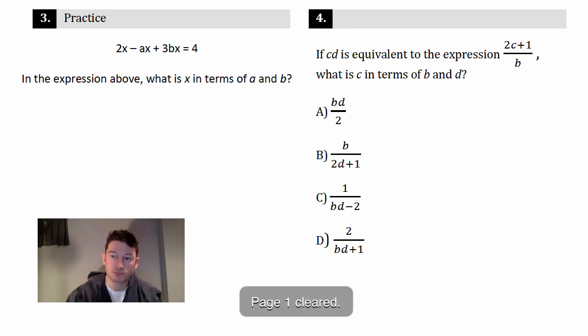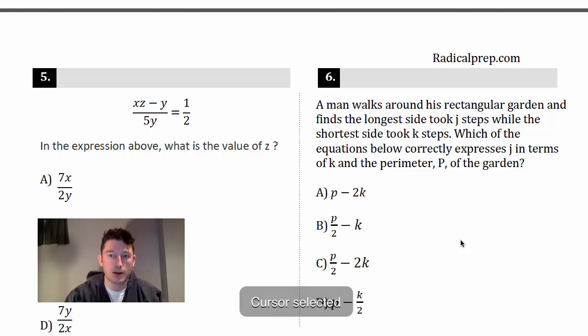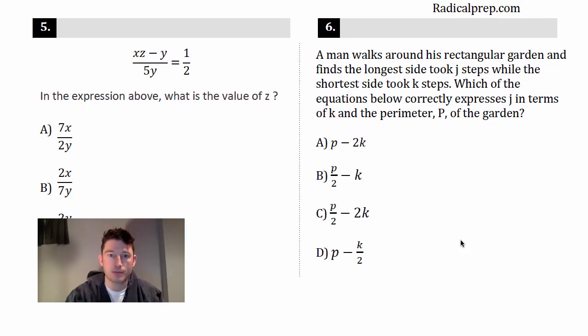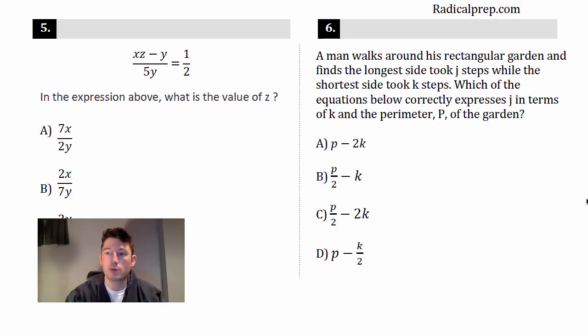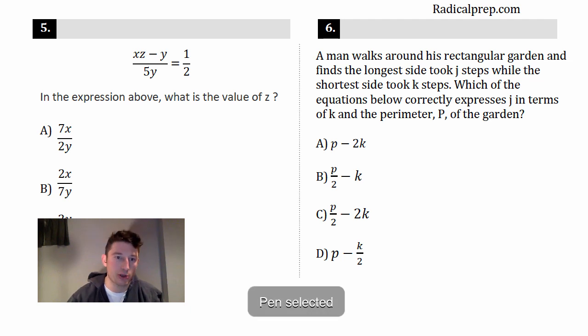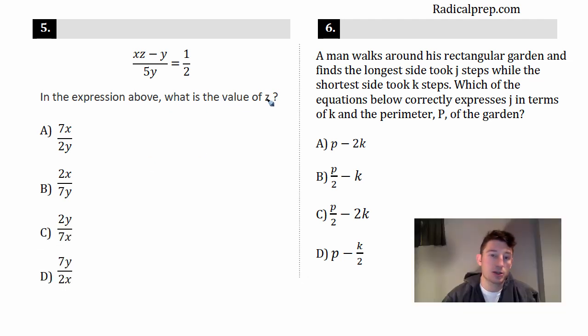Let's move on. Okay, now we got this issue again. All right, here. Number 5. So here's another one where we got cross multiplication going on. In the expression above, what is the value of z? So obviously the goal is to get z by itself. So let's start off and cross multiply.